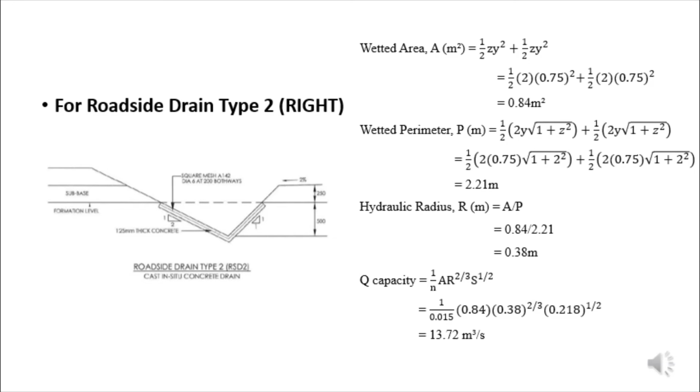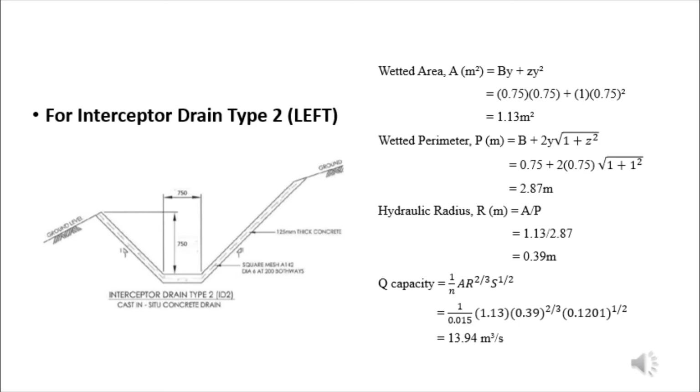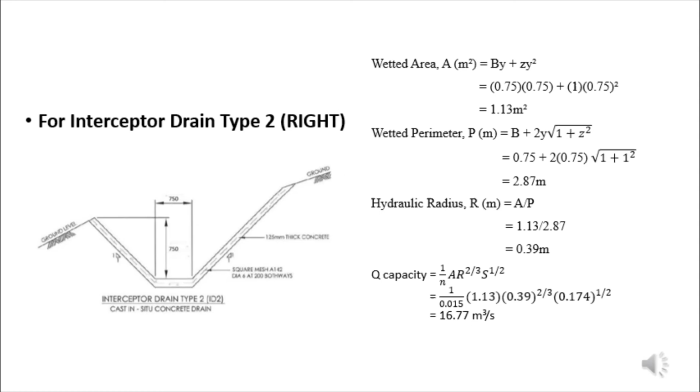Then the next one is the right side of the right side drain. We need to find the wetted area, wetted perimeter, and hydraulic radius of the right side of the right side drain. Then we calculate the Q capacity, which is equal to 13.72 meter cube per second. For the left side interceptor drain, after we finish finding the wetted area, wetted perimeter, and hydraulic radius, we can calculate the Q capacity, and the Q capacity value is 13.94 meter cube per second. And for the right side interceptor drain, the Q capacity value is 16.77 meter cube per second.